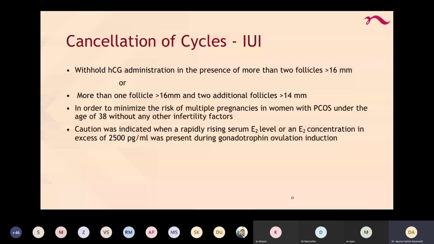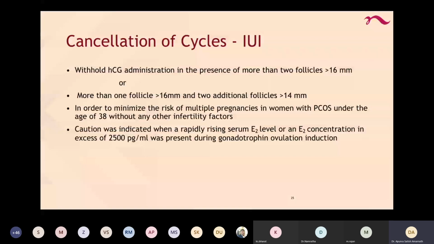Caution is basically indicated if there is rapidly increasing E2 or if there's a high E2, more than 2,500. This would correspond to about 8 to 10 follicles being present. So ideally, an IUI should not be done, because multifetal gestation becomes much, much more common without really increasing the chances of pregnancy in these cycles. So these would be the criteria for cancellation.